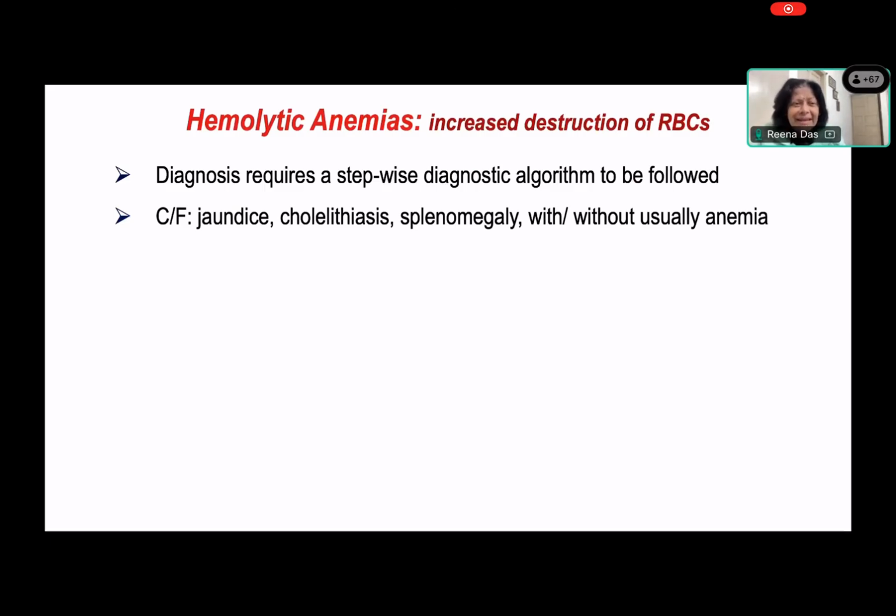And when we get a case where a diagnosis is required for hemolytic anemias, we have to use a stepwise diagnostic algorithm, which starts basically with the clinical examination. So the clinical history is very important, where you will find that most of the patients will present with jaundice. Gallstones are very common finding in patients with chronic hemolytic anemia, and splenomegaly may also be seen.